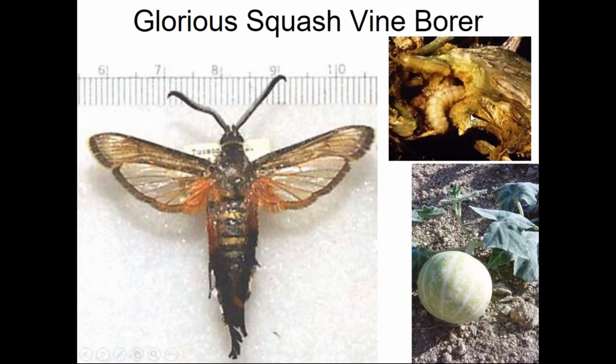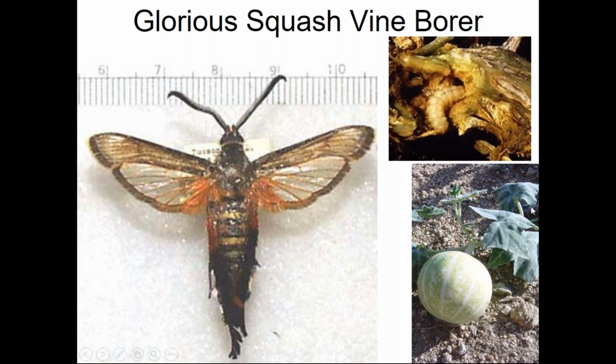This one has a great name. It's called the glorious squash vine borer. It's a clear-wing moth. You can see right through the wings. Clear-wing moths tend to be day-flying moths. So not all moths fly at night. This is one of the exceptions.